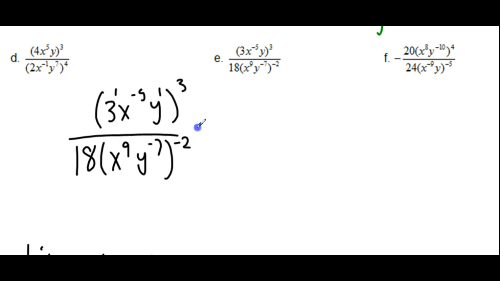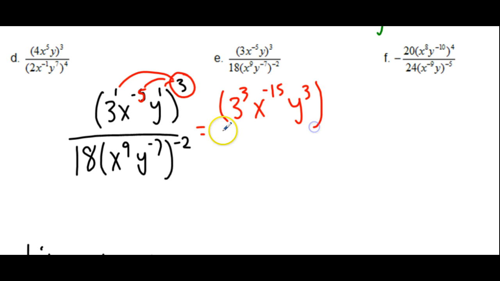Alright? So we got to simplify this. We're going to take this, multiply, multiply, and multiply. That's a 5, you guys. So that becomes 3 to the 3rd, x to the negative 15, and y to the 3rd. All over. We're going to take this one, we're going to multiply and multiply. Notice I didn't multiply it to the 18 because it's outside of the parentheses. It's not inside right here, so it doesn't affect it. So here we still have 18.